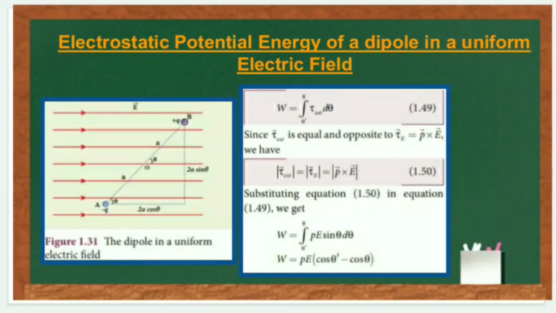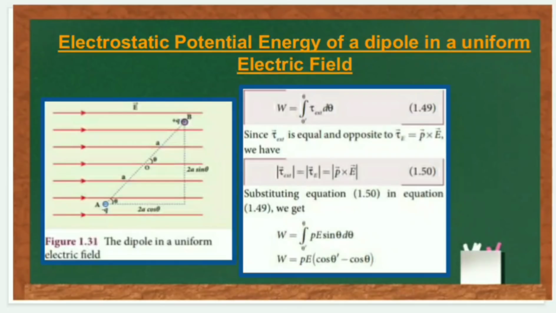Now in this case, that torque will always tend to rotate it and align it parallel to the field. So in order to move it against that, we are doing some work against this torque, or we are applying some torque against the torque created over there, to move it to some position. In that case, whatever work is done by us will be stored as the electrostatic potential energy. So that is what we are going to discuss now.